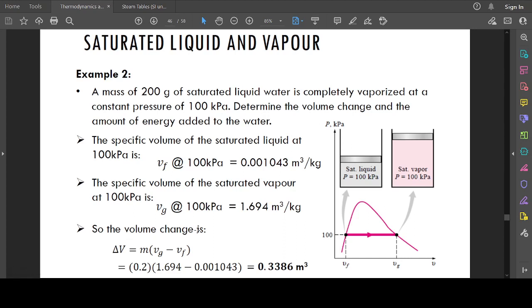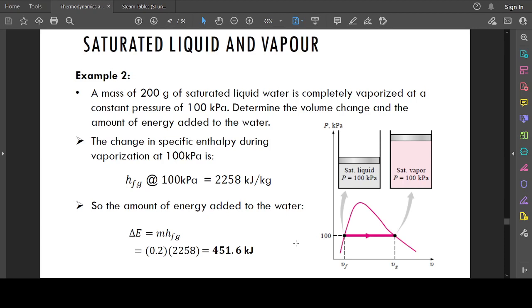Now, for us to find the total volume change, the change in volume is equal to the total mass of the liquid that is being vaporized times the volume of the gas formed minus the volume of the liquid. And that will give us this. And the volume change is given as this value here.